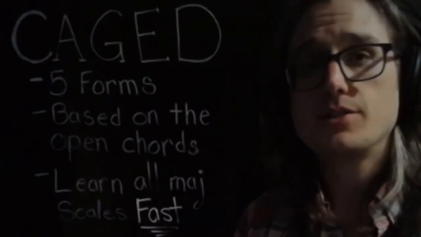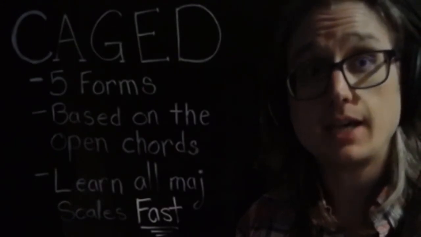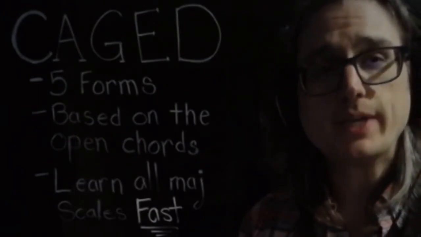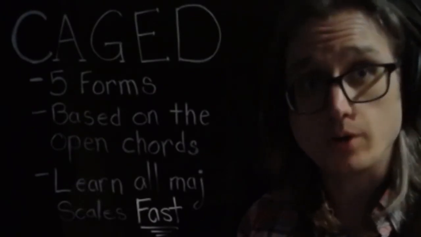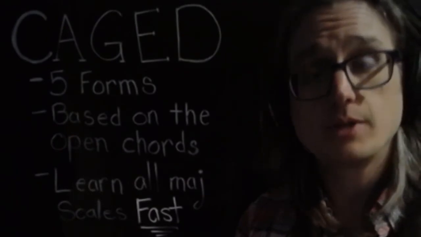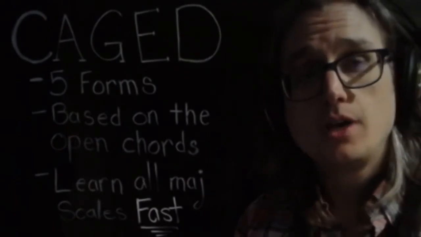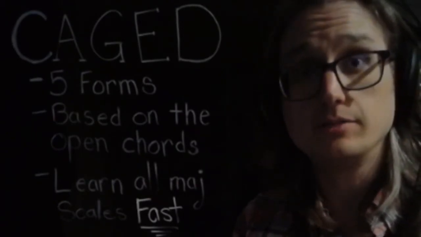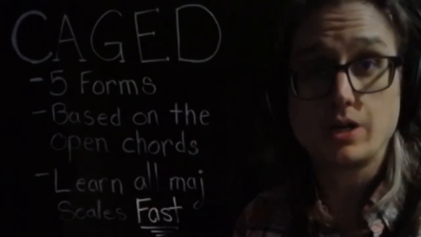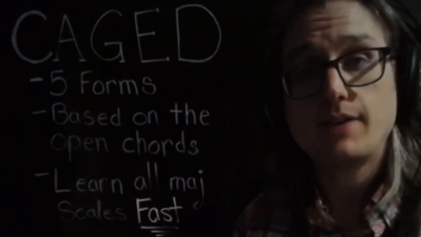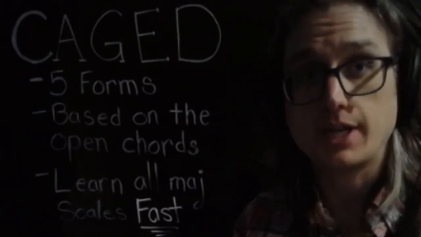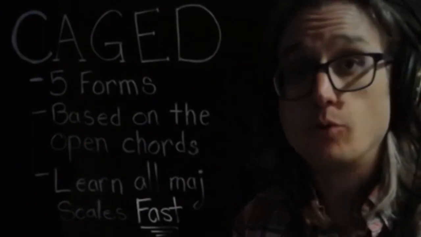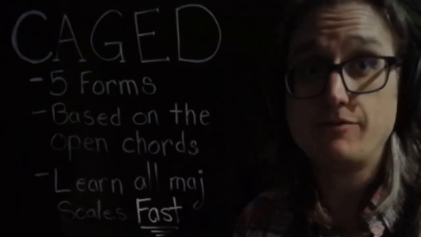We can also use the CAGED system as a method for practicing and learning scales and arpeggios and other elements of music. In this case, we can assign a scale form to each of the chord forms that we're using within the CAGED system. For our C form in CAGED, we have a C form major scale, for example. For our A form, we have an A form major scale. For G, we have a G form major scale. For E, we have an E form major scale. And for D, we have a D form major scale.